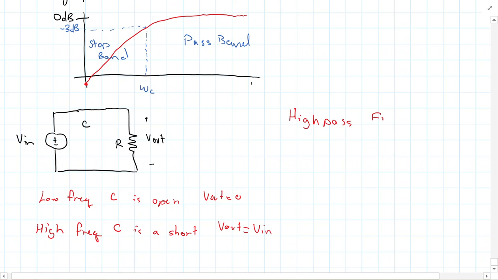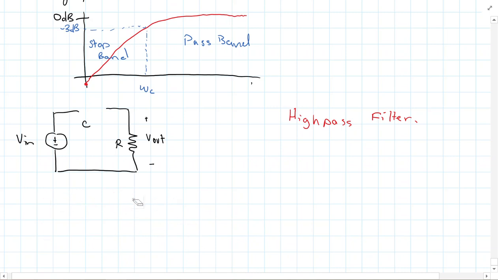Now, we need to do the same thing we did for the low-pass filter, which is find the cutoff frequency. To do that, we're going to need the transfer function. So I'm going to erase some of this here so we can start working on the transfer function.